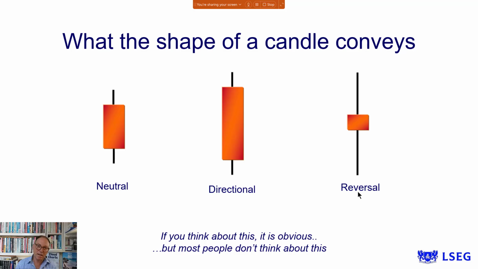And then if we see a big amount of trading range in the day, but we only end up near where we started, this implies a lot of uncertainty, and that in turn often heralds a reversal.